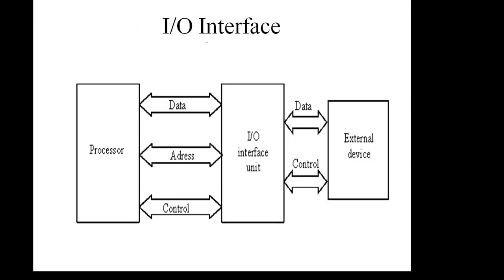Here is the block diagram of an IO interface. Here the processor is there, here the IO interface unit is there, and here the external device is there.